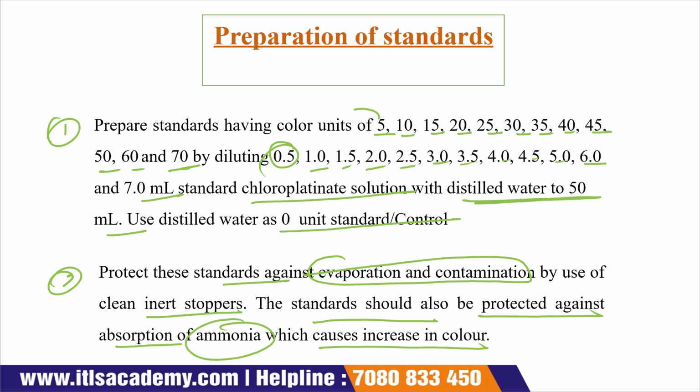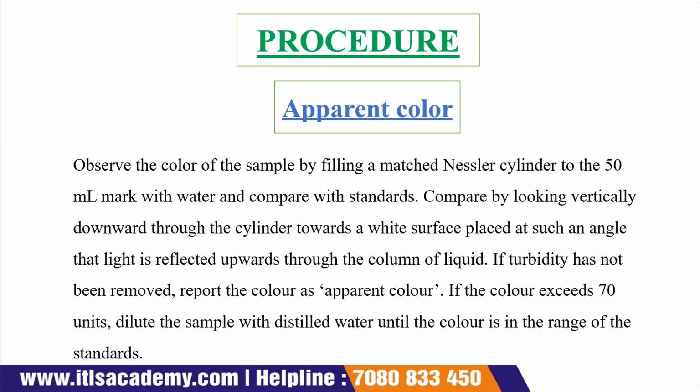If there is absorption of ammonia in a standard solution, then it will increase the color. Okay. Now the next is your procedure. So the first procedure is that we have to measure the apparent color. For that, observe the color of the sample by filling matched Nessler cylinders to the 50 ml mark with the water and compare with the standard.